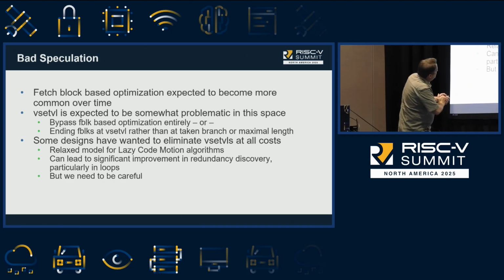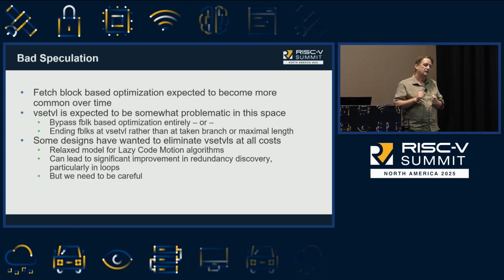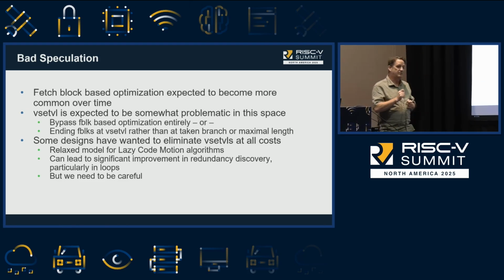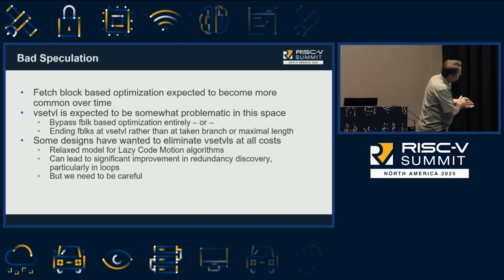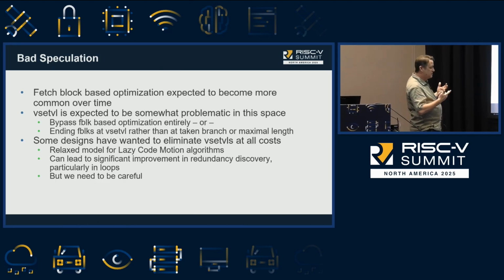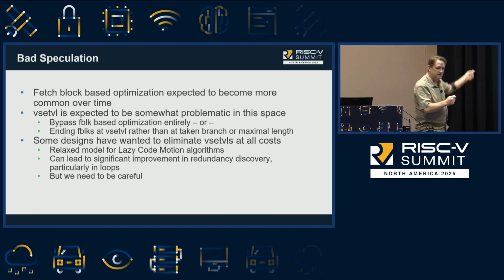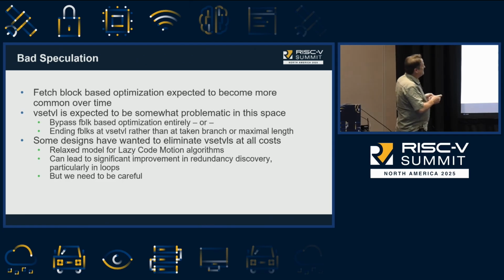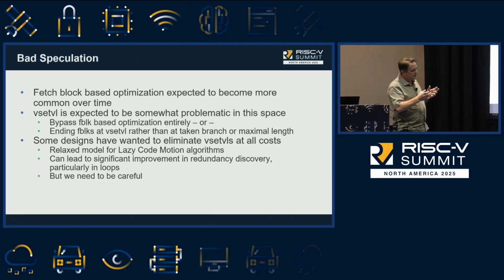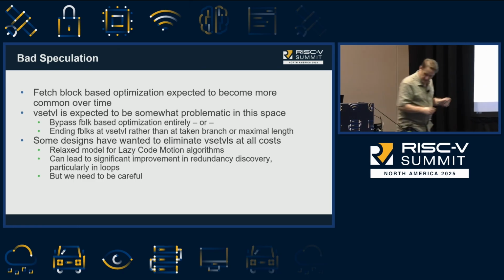Now, vsetvl is somewhat problematical in that space. Once a vsetvl gets into a block, it doesn't go through that path, so we lose the ability to optimize the block with our offline optimizer. We've also seen some designs that very much want to remove vsetvls, and so they tweaked the lazy code motion algorithms in such a way that it removed one of the cost model constraints that has been in there since the 90s. I know because I wrote it. We've known for a long time that relaxing that cost model constraint can significantly improve certain codes and loops. So I understand why they did it, but we have to be careful here.